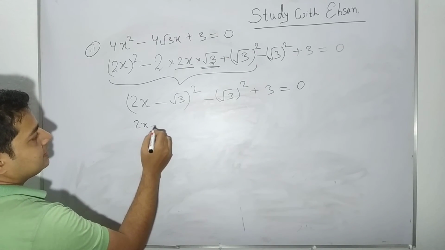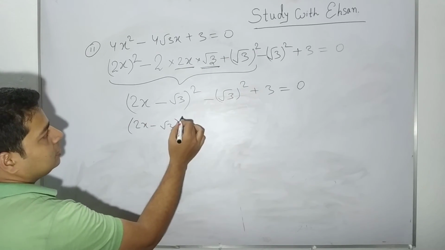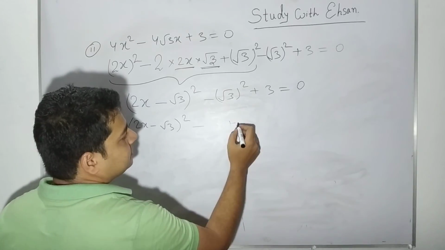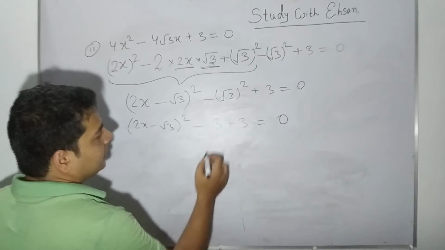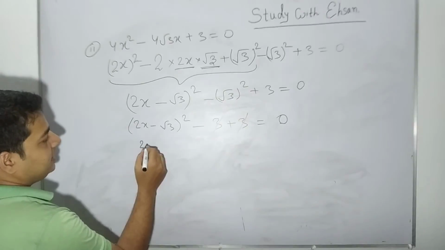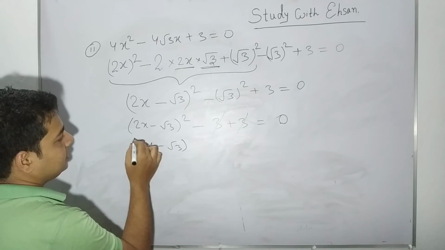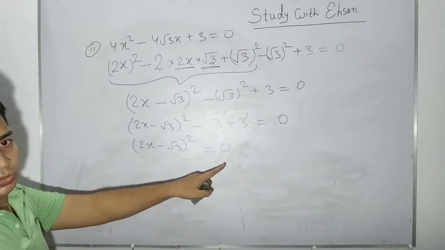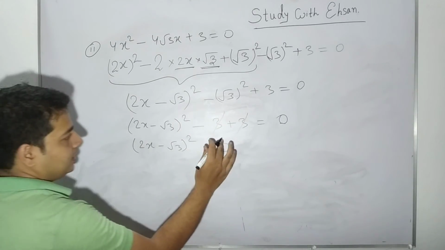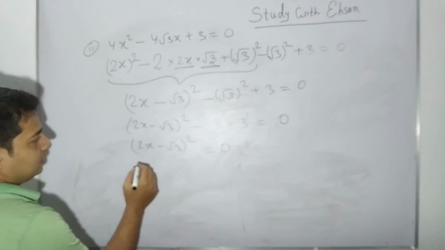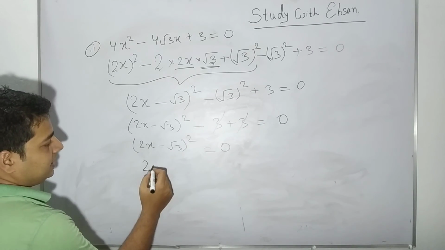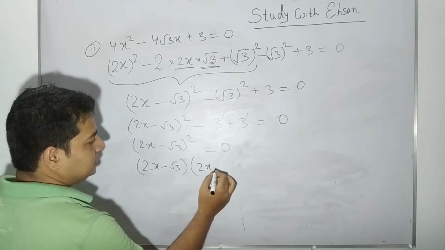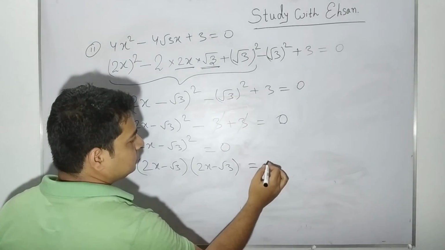Now (2x minus root 3) whole square minus root 3 square, which is 3, plus 3 equal to 0. Then this is cancelled and we get (2x minus root 3) whole square equal to 0. Whenever it comes to 0, it is very easy to solve further. Now (2x minus root 3) square can be written in product form as (2x minus root 3) into (2x minus root 3) equal to 0.